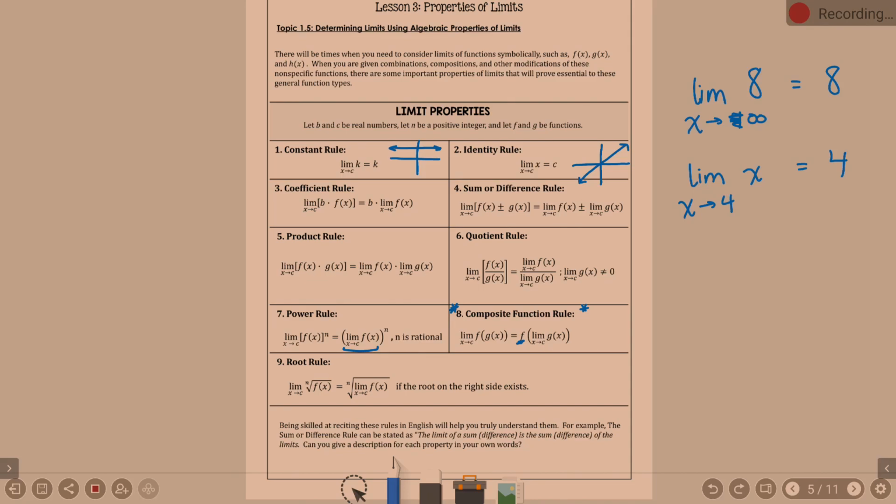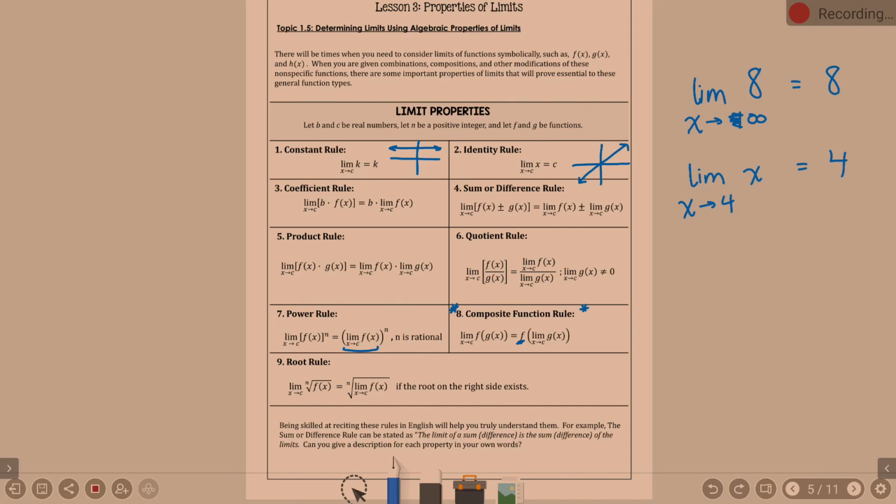The root rule is very much like the power rule. It's just saying if you have a square root, you can just do the limit without that and do the square root at the end. Okay? So very quick. I think really by example is going to be better. I'm just trying to make sure we have some keys.